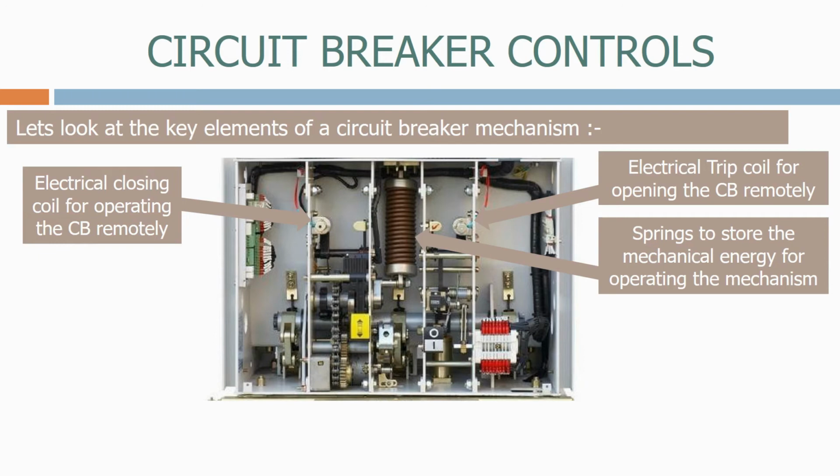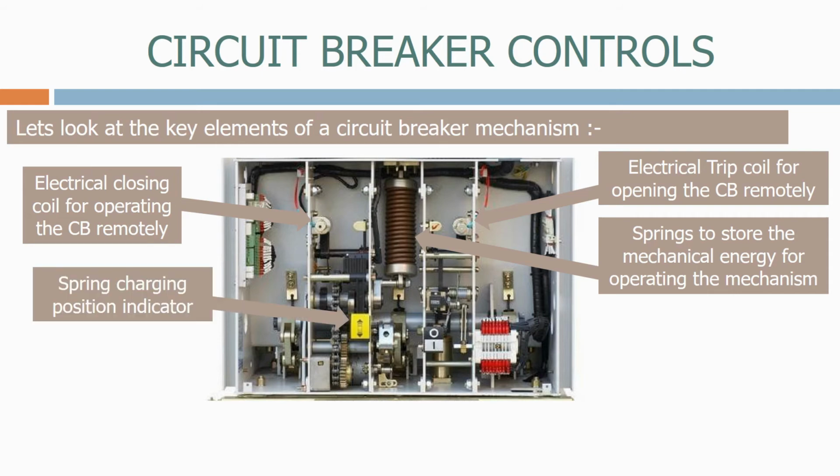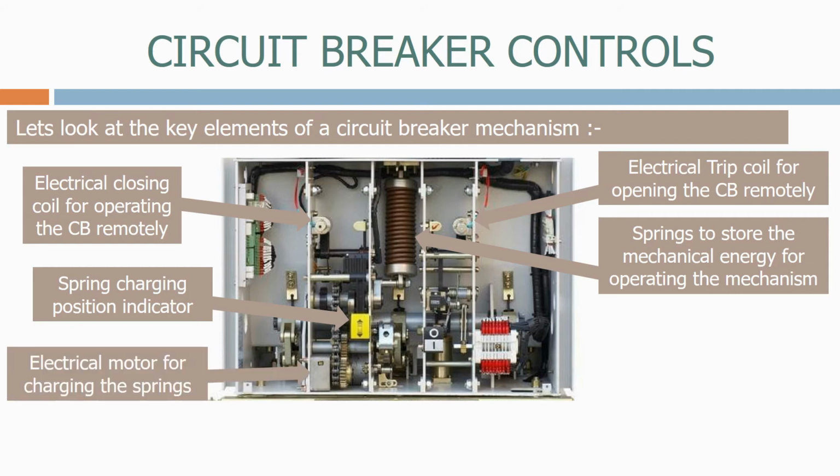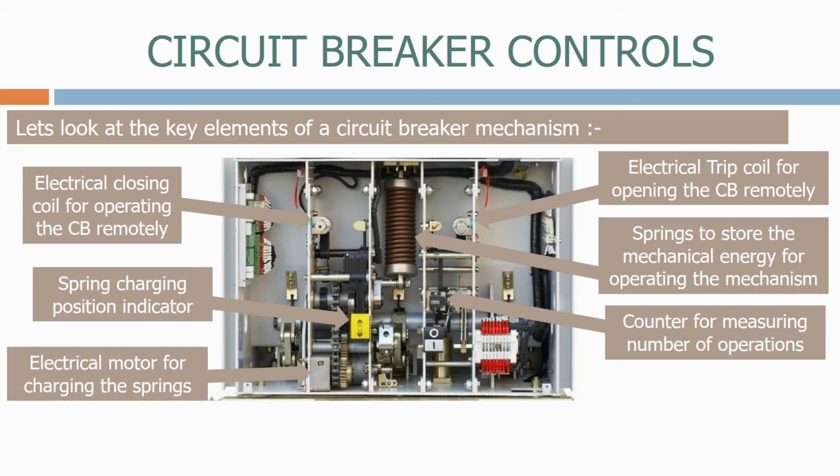We have the springs to store the mechanical energy for operating the mechanism. We have the spring charging position indicator, which shows whether the springs are charged or not. We have the electrical motor for charging the springs. This can either be an AC motor or a DC motor. We have the counter for measuring the number of operations. This is important information for maintenance.